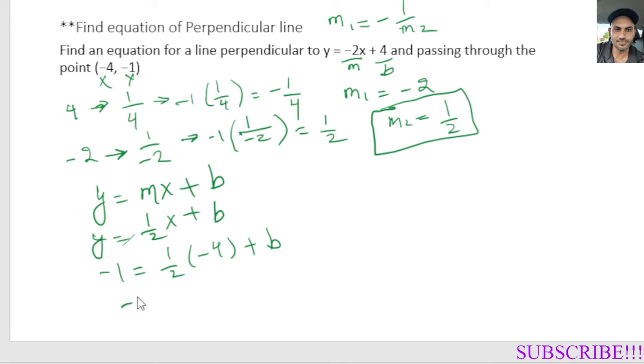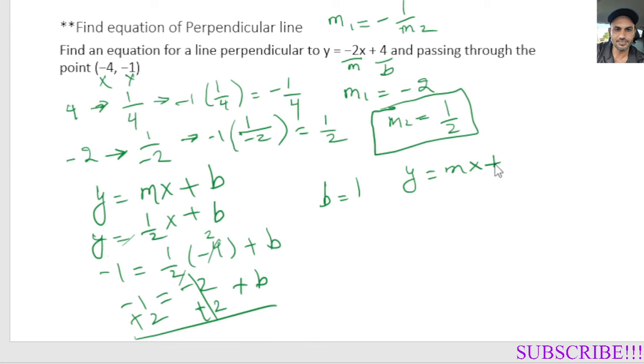So this is -1 equals, when we simplify, the 2 cancels out the 4 and you're left with 2 right here. So you're left with -2 plus b. And then we add 2 on both sides. So you're left with b equals 1. So now we have y equals mx plus b, and we plug in the information that we got. m has to be 1/2, we already found that out, and b is equal to 1.